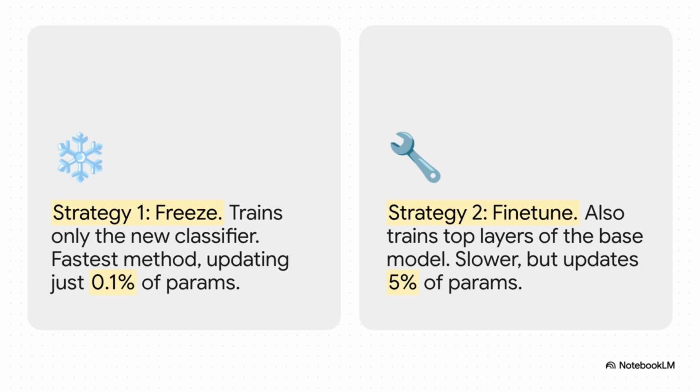It's super fast. Then on the other side, you have the fine-tune strategy. With this one, you still train the new piece, but you also unfreeze some of the top layers of the original model. This lets it kind of tweak its more advanced knowledge, things like how petals are arranged, to be a better fit for this flower task. It's going to be a bit slower, but the idea is it might give you a more accurate result.